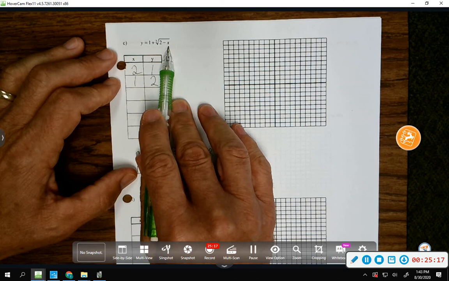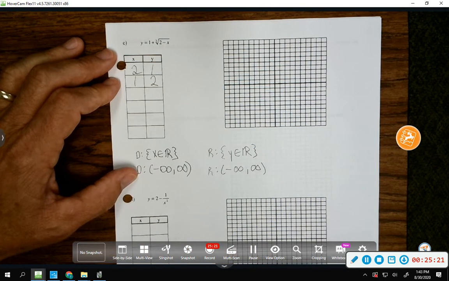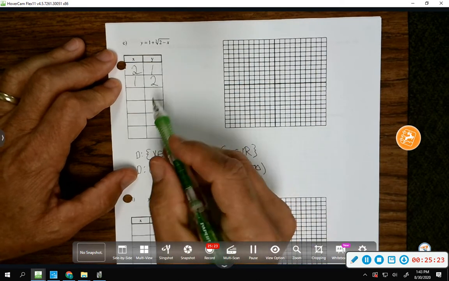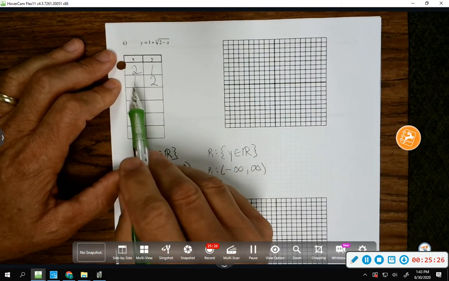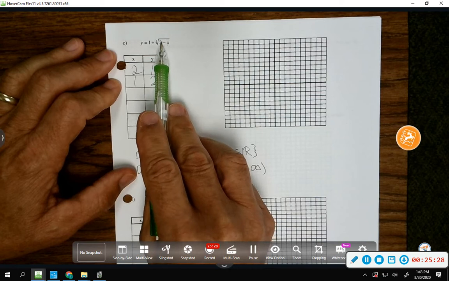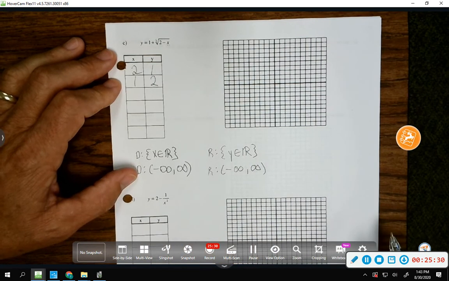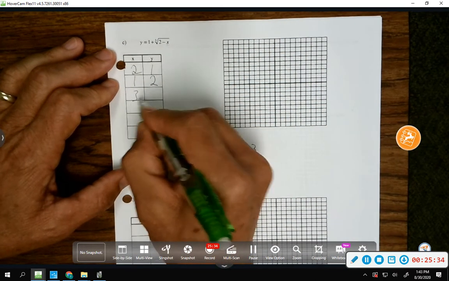I don't want to plug negative 1 in. Negative 2, now let's go the other way and see what happens. Are there other nice positive numbers that we can plug in? What about 3? 2 minus 3 is negative 1. Yeah, the cube root of negative 1 is negative 1. Plus 1 is 0. So that works.